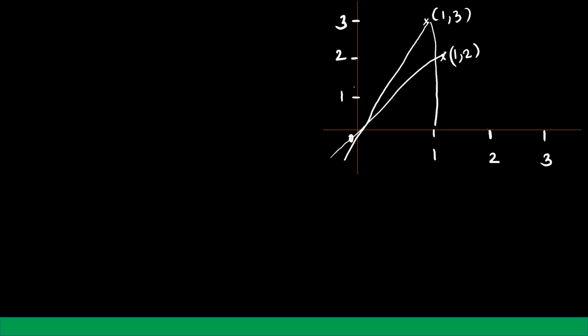Okay, we can see that there are two lines. One passing through the points 0, 0 and 1, 3 and another straight line passing through 0, 0 and 1, 2. Now we have to find the area enclosed between these two straight lines. This area is to be found.